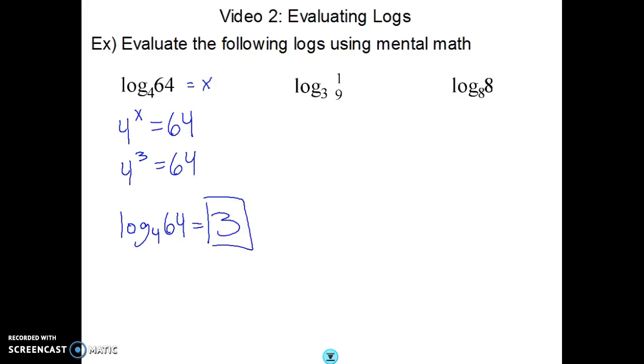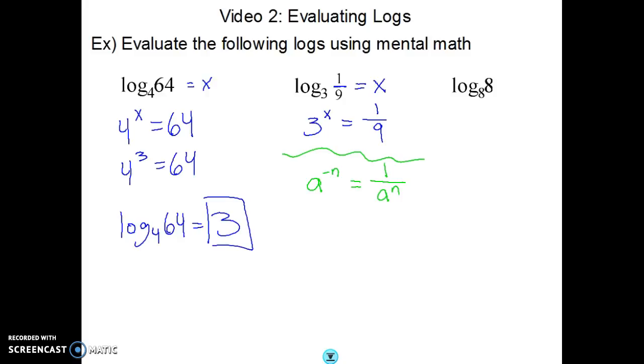Moving on to this next one, you can't see the fraction bar here, but it's there. So this logarithm is asking us, 3 raised to what power would give us 1/9? So we can rewrite that as an exponential equation. Now, a side note here: if you remember your negative exponent rules, a raised to a negative exponent is the same as 1 over a to the n. So a to the negative n is the same as 1 over a to the n.